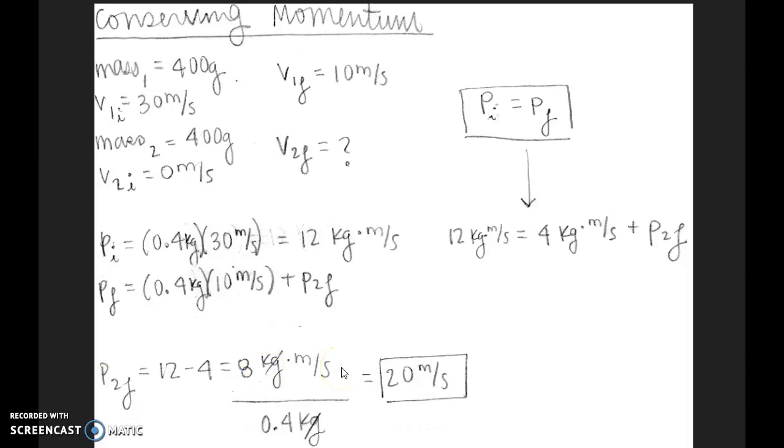And then to find the velocity of it, we would divide that by the mass of the ball. And we have found that the velocity final of the second ball is 20 meters per second.